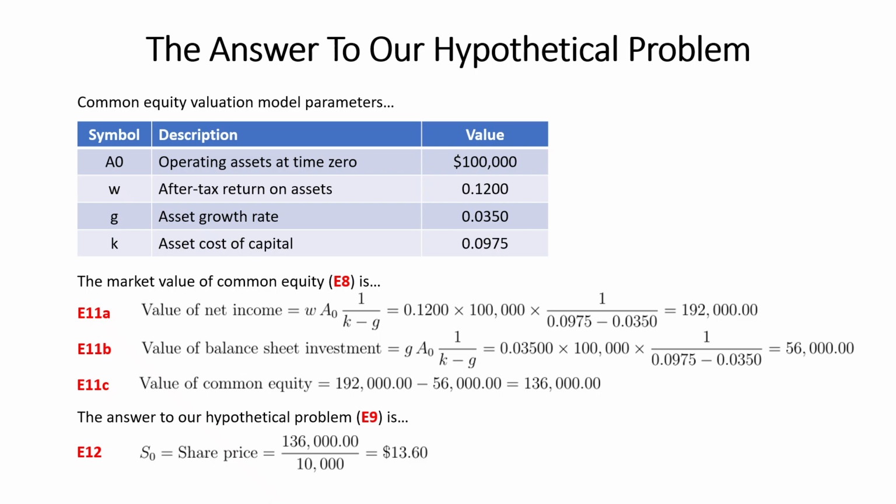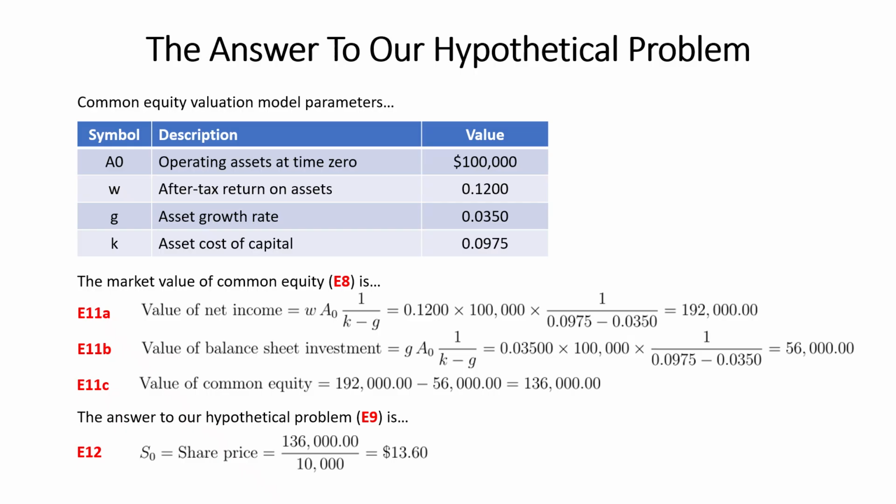The W part of the equation is the value of net income, and that's W times my base assets at time 0 times 1 over K minus G. So if we look at the calculation there, W is my return on assets after tax. Multiply that by my asset base, in this case 100,000, and then multiply that by 1 over K minus G, which is 192,000. So if the company took net income and just passed it through to the common shareholders, that stream of net income would be worth $192,000.